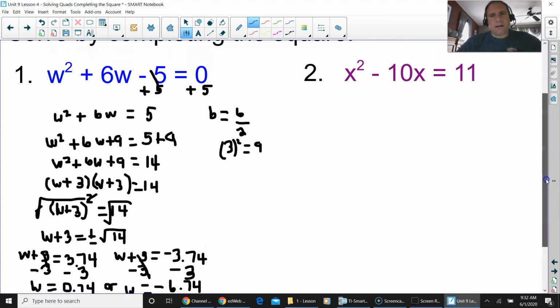Go ahead, see if you can do number 2. Hopefully you can. The 11 is over on this side already, so go ahead, go through the steps, and see if you can work it out. You can press pause now.